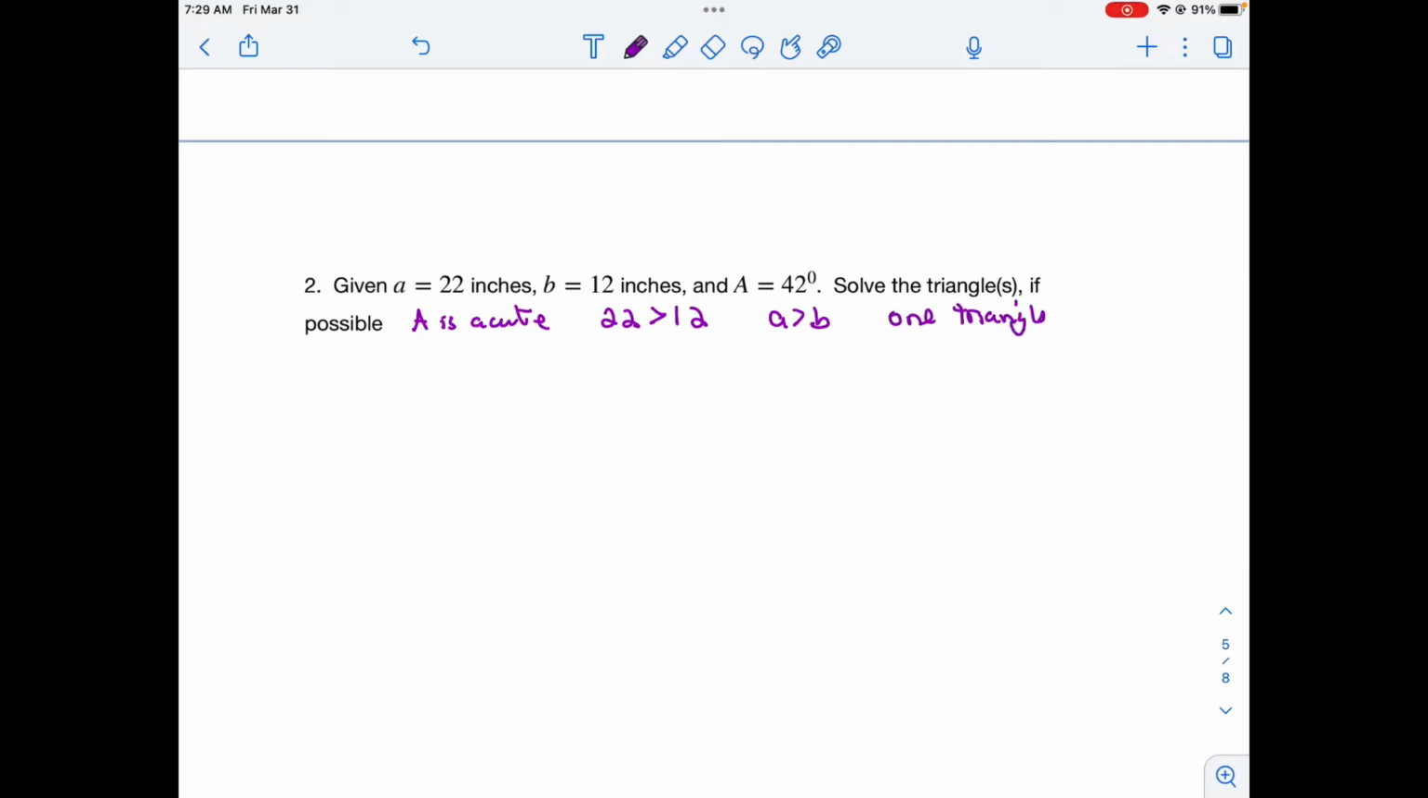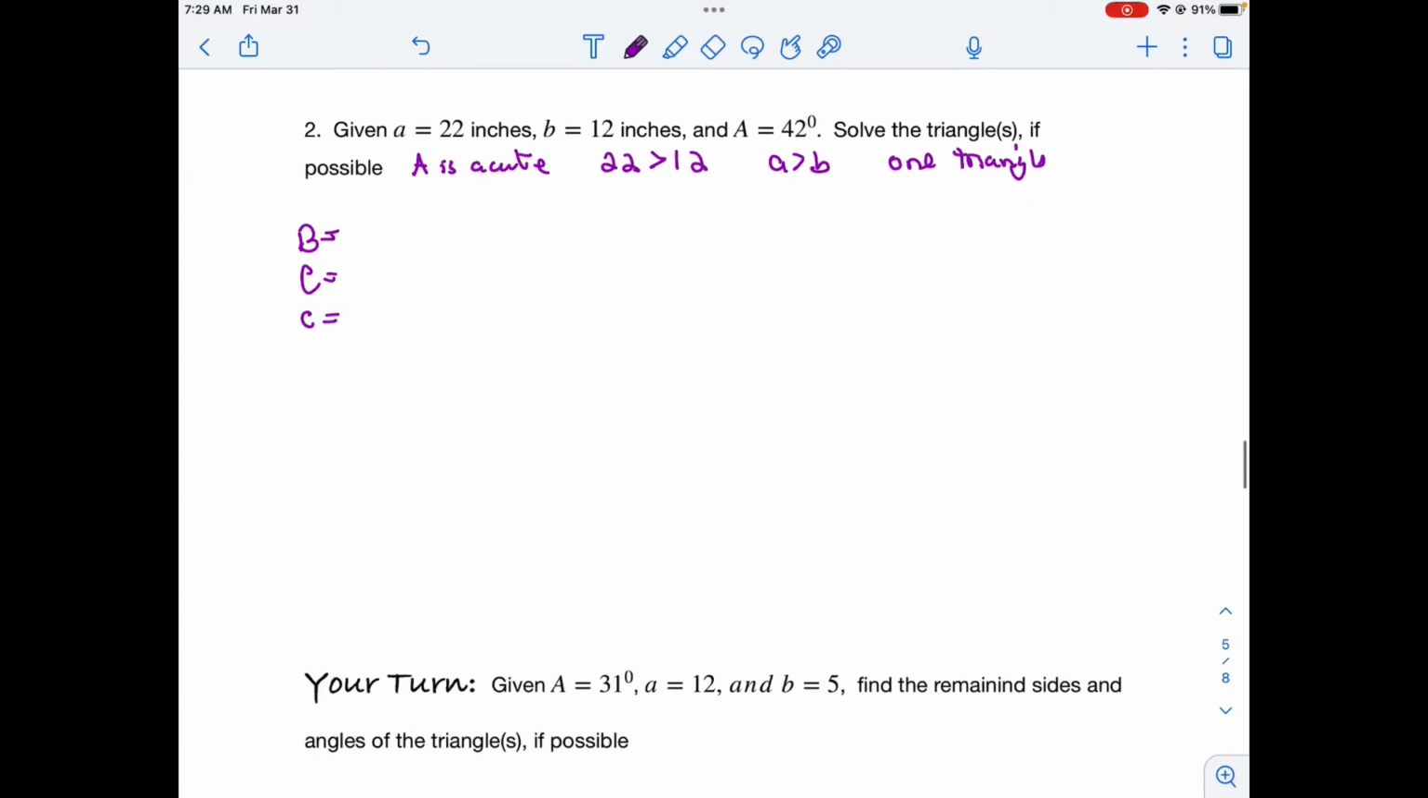Okay, so I'm going to make my little answer key here. Let's see, what pieces are missing? I know angle A, so I'm missing angle B and angle C, and I'm missing side C. This is where I'm going to put my answers. For the law of sines in this case, I have that complete ratio for A. So I'm going to start by finding the measure of angle B by doing sine of B over 12 is equal to the sine of 42 over 22.